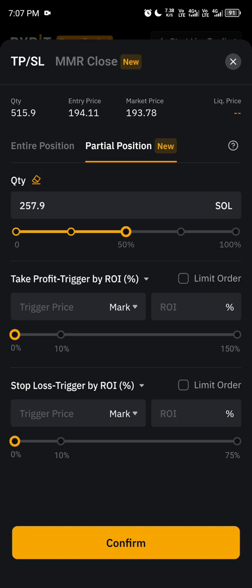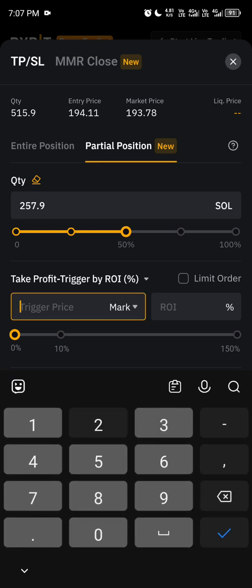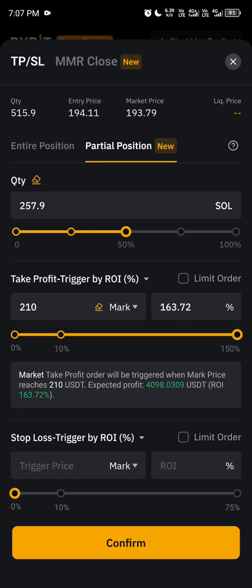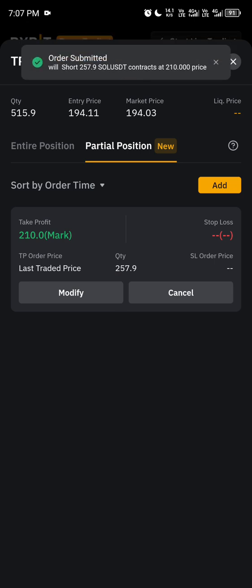I want to sell off 50% at what take profit price? Probably when it gets to 210. When it gets to 210, I want to secure this. So now expected profit out of my whole 13,000 something, I'm going to close 4,000 off. Then move my stops to break even and allow the rest to trail. So click on confirm. Now I have set a partial position.